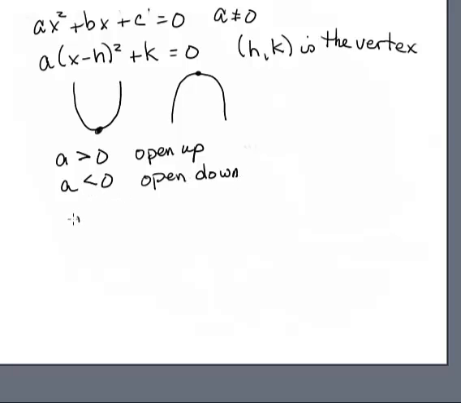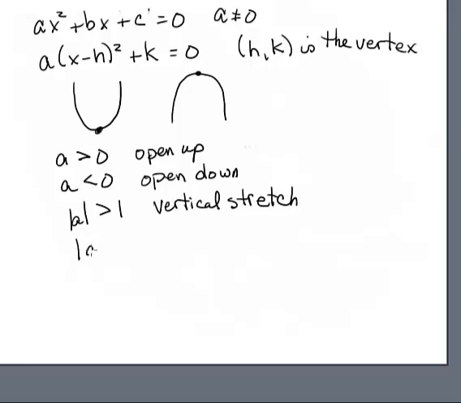If you take the absolute value of A, and it's bigger than 1, that means it's not a little fraction, it's bigger than 1, then we're going to have what we call a vertical stretch, which in other terms means it's going to be closer, skinnier, typically closer to the y-axis, but it depends where it's located.